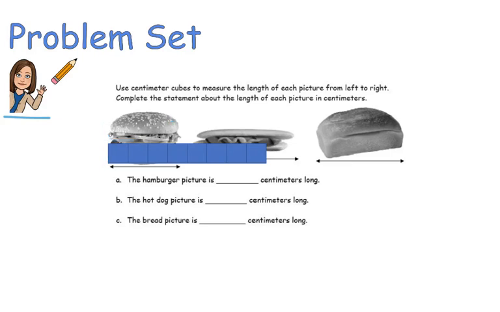Okay. So did you line up your centimeter cubes? All right, now count and see how many. 1, 2, 3, 4. That's about 4. So let's look at A. The hamburger picture is 4 centimeters long. Do you see how I did that? I lined up the end of the burger and I counted how many blocks.